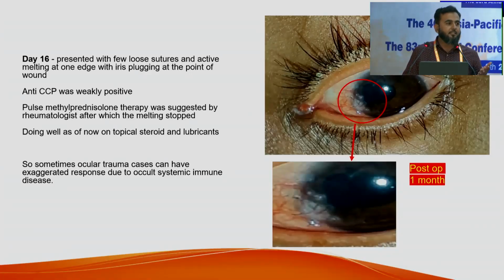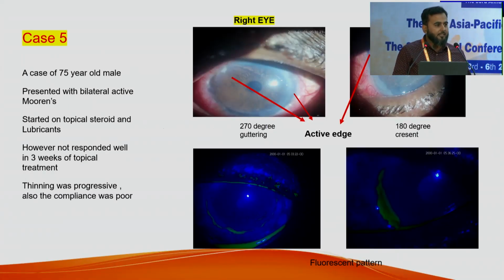Then again on day 16, he presented with loose sutures and active corneal melting. So this time he tested positive for anti-CCP. And after consultation with the rheumatologist, we put him on pulse methylprednisolone therapy 500 milligram just for 2 days. And then only the graft got settled well. This was a very recent case which I was managing.